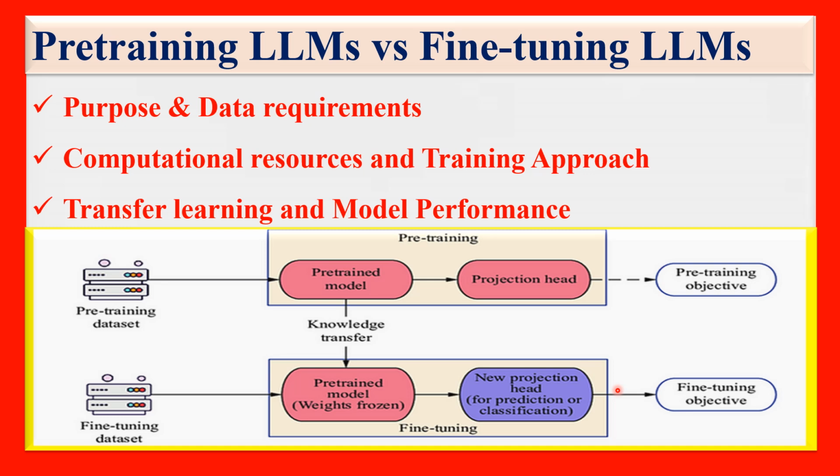To summarize this, we can say pre-training is the process of training the large language model on a large diverse dataset to learn general language patterns, while fine-tuning is the process of adapting a pre-trained model to perform a specific task by training it on a smaller task-specific dataset. Fine-tuning leverages the knowledge learned during pre-training to improve the model's performance on a desired task.